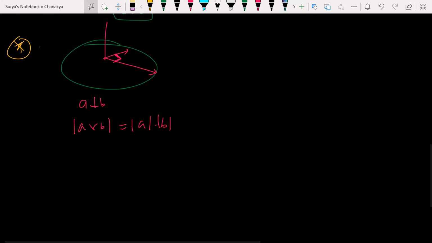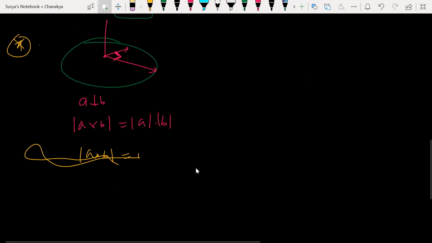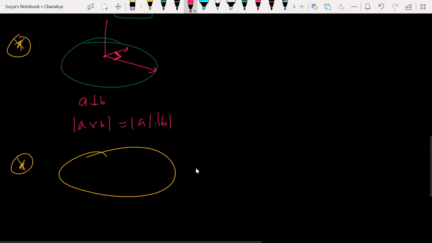When A is parallel to B, क्या होगा? A cross B is equal to 0. Guys, let me take the case, one more case. This is my plane. इसमें क्या है? Let's say that this is what happens. When this case happens, when A is parallel to B, A cross B is equal to 0.